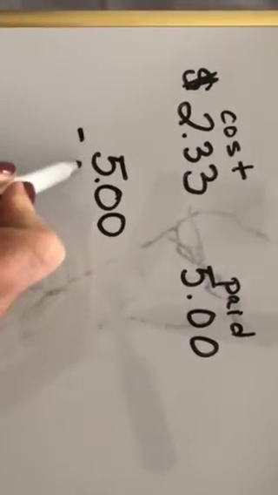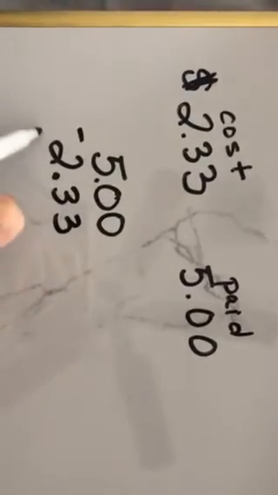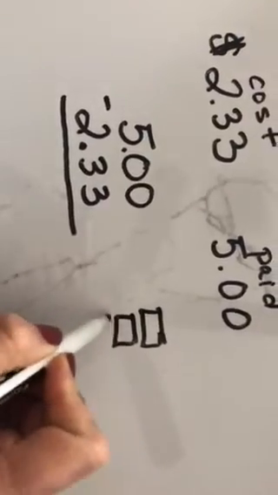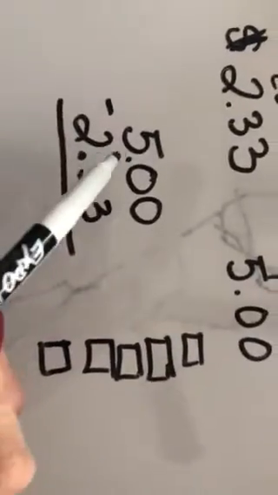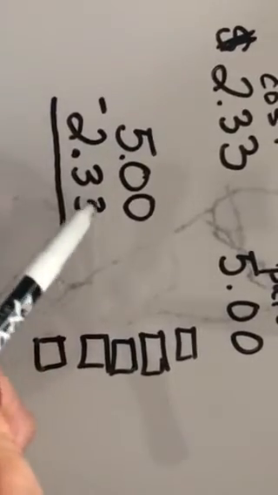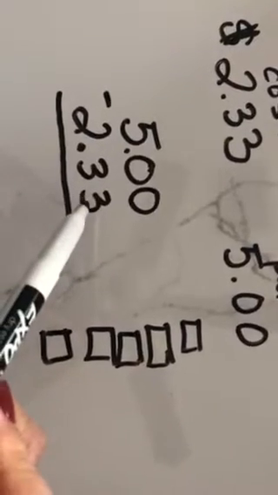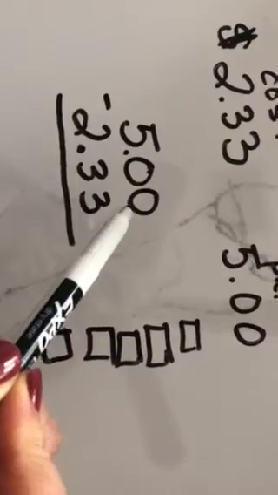Make sure that when you are subtracting money, your decimal points are lined up perfectly. Something that might help you is if you draw out the $5, because that's going to help you understand why it's important to regroup. So right now I have $5 right here. These are going to be our dollars, dimes, and pennies. So I need to take away 3 pennies from 0 pennies. Well, I cannot do that.